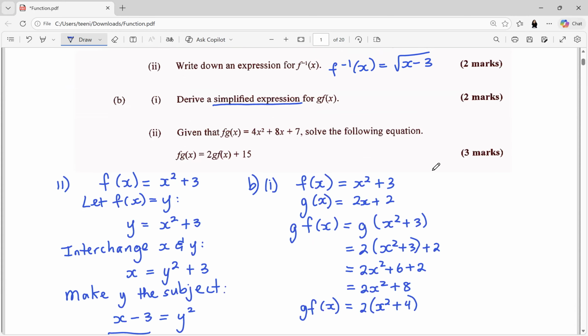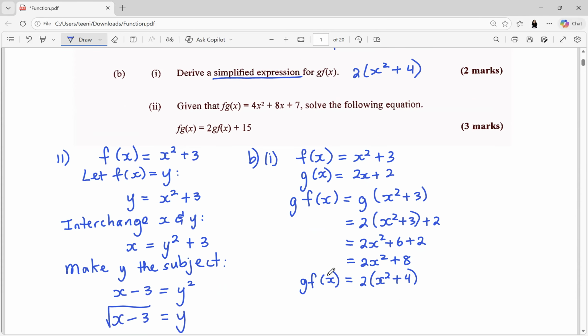Right, so that one is 2 by x squared plus 4. That is the function g of f. Right. Given that f of g of x is equal to 4x squared plus 8x plus 7, solve the following equation. F of g of x is equal to 2 times g of f of x plus 15.